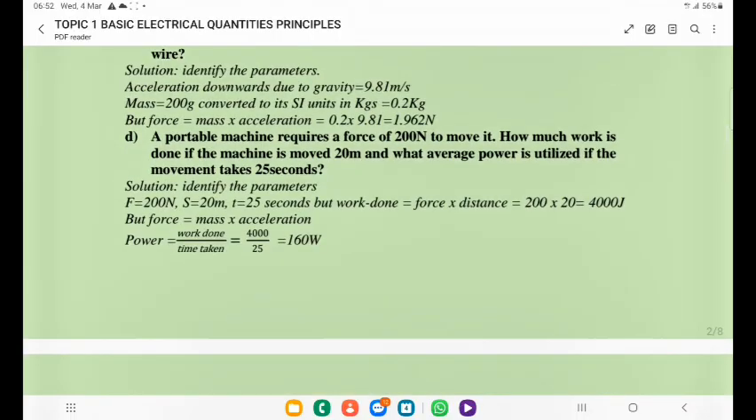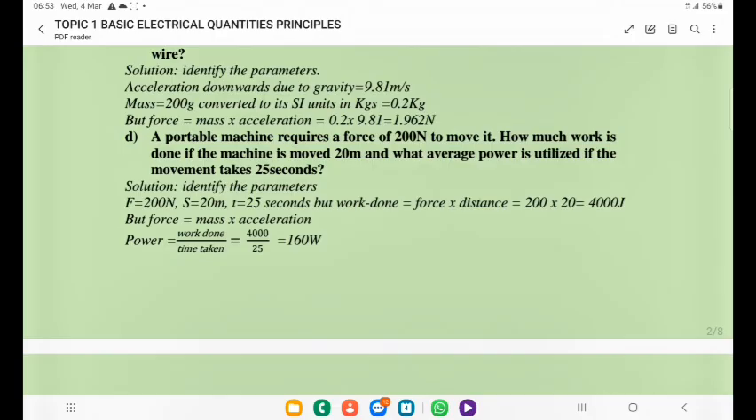Then next we have a portable machine that requires a force of 200 newtons to move it. How much work is done if the machine is moved 20 meters, and what average power is utilized if the movement takes 25 seconds? So for a two-part question like this, you'll have to identify the parameters. You have been given the force of 200 newtons, you have the distance, which is 20 meters, and you have the time, which is 25 seconds.